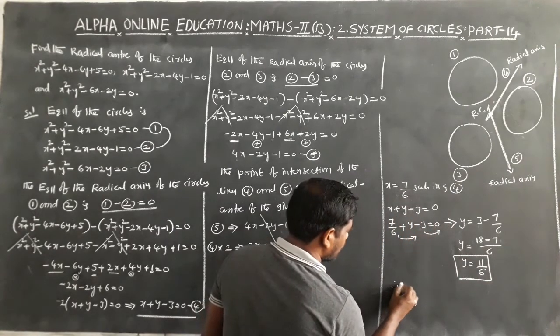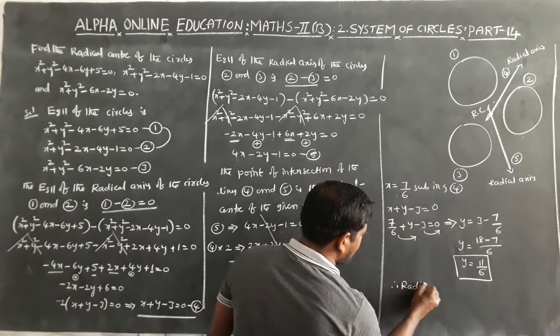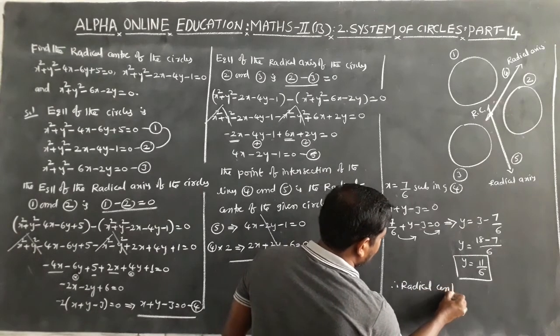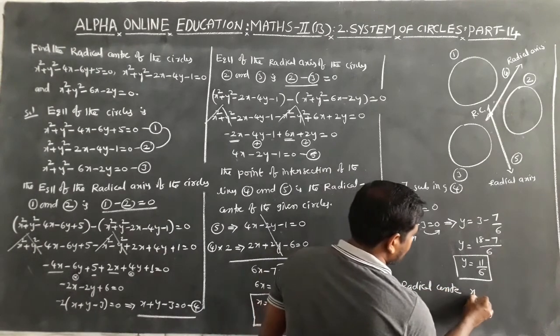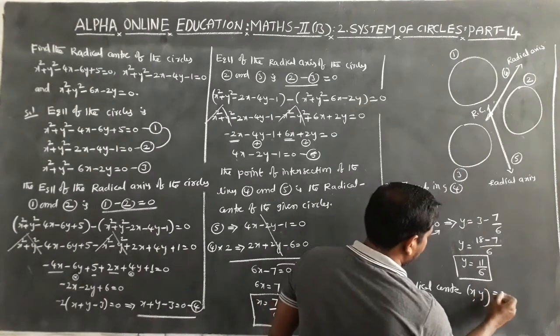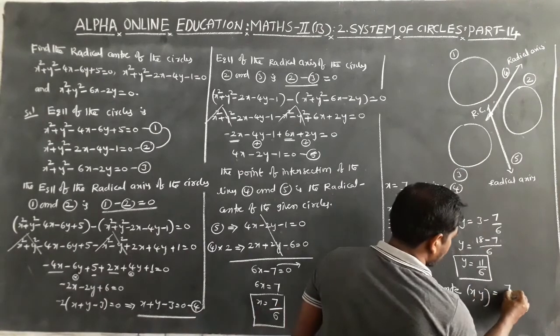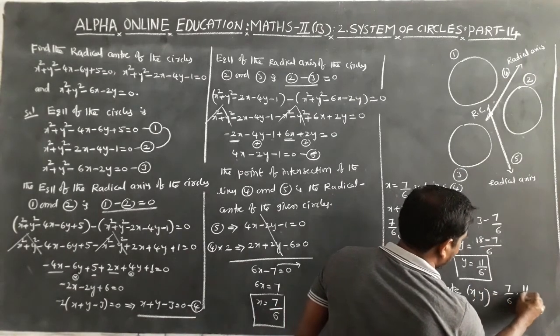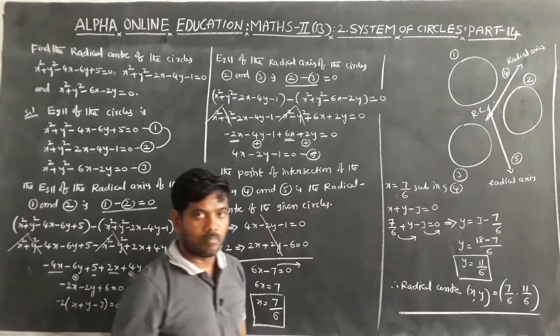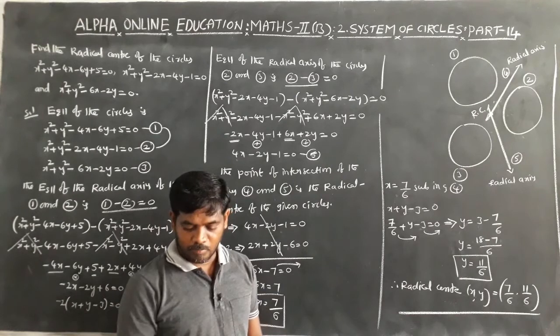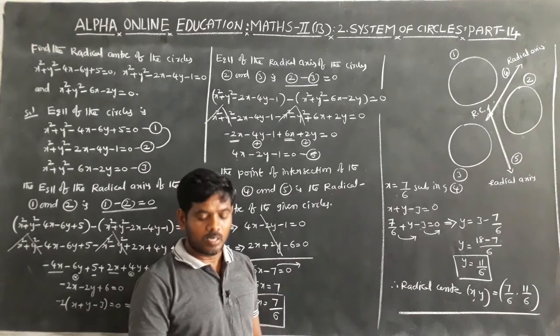Therefore, the radical center (x, y) is equal to 7 by 6 comma 11 by 6. 7 by 6 comma 11 by 6 is the answer.